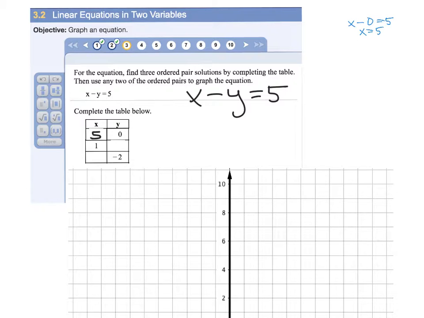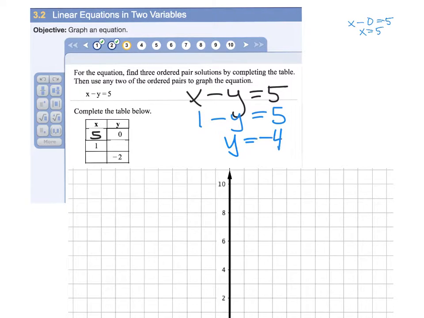And so now we're going to do 1. So now x is equal to 1. So x is 1, minus y equals 5. Ooh, this is a little tricky. So 1 minus something equals 5. How do you subtract and get a larger number? You're starting with a 1 and you're subtracting to get a larger number. Well, that means y has to equal -4.